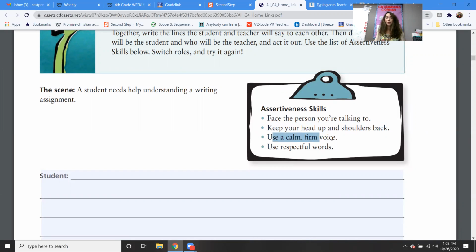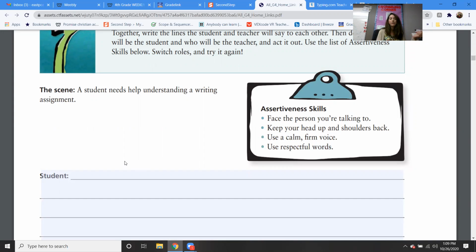Use a calm, firm voice. So again, we're not shouting. We're just using a calm, firm voice, and use respectful words, right? And so again, when you're online, this can be tricky because we can't really tell your tone of voice, right? So you have to be very careful when you're communicating through text or email. The kind of words that you use, are they respectful, right? You might have to work a little bit extra at that when somebody can't see you, right? To make sure that you are being assertive and respectful.